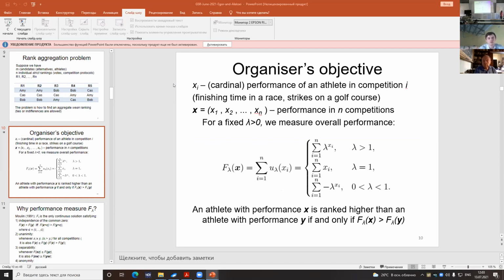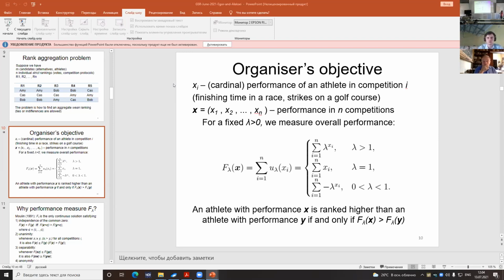And here on the slide, we introduce an example of a possible organizer's objective. As I mentioned, real organizers of sports events also know the cardinal performance of competitors. So here we denote xi as the cardinal performance of an athlete in competition i. It can be finishing time in a biathlon race, strokes on a golf course, or the number of points in a throwing event, and so on. So it's some real number. xi is a real number representing cardinal performance in competition i.